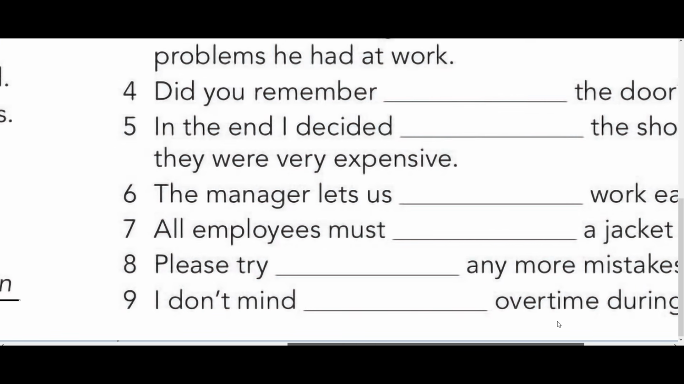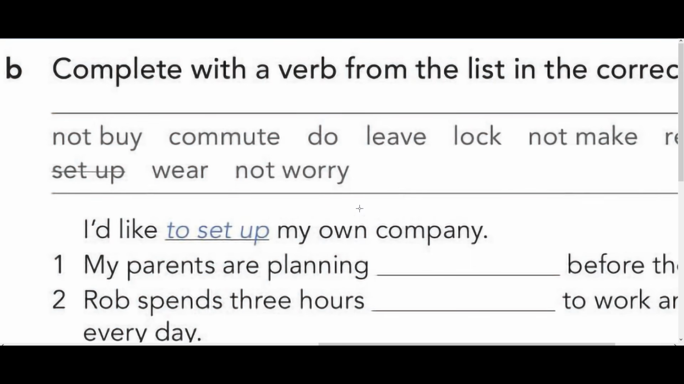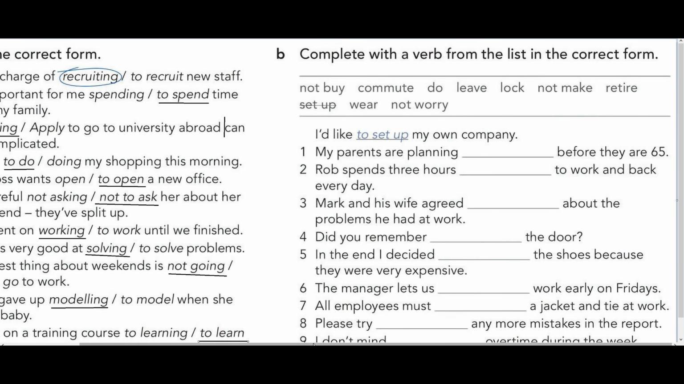Okay, moving on to part B. Complete with the verb in the list in the correct form. Okay, let me do it like this. I think it will be easier to do. So, not by, commute, do. So, the thing we need, it's the context and the word out of this list.